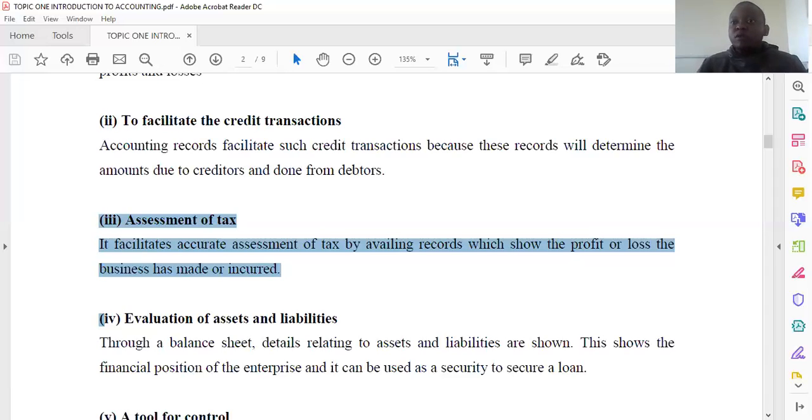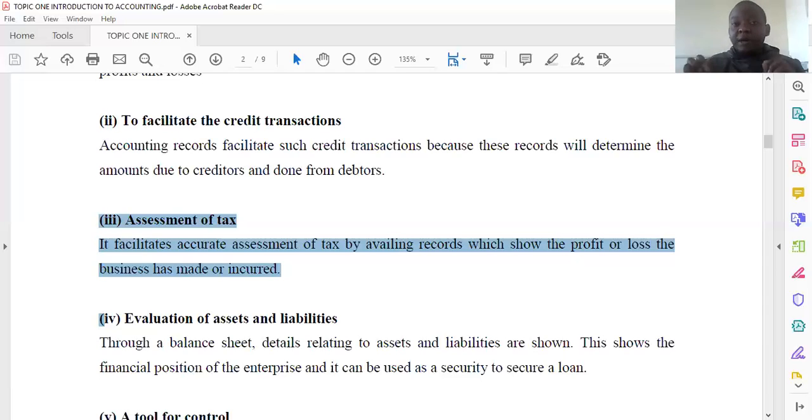So to avoid these problems of paying too much tax or losing money to tax, you need to have a proper accounting system that gives the accurate figure for paying tax. As such, you need a proper accounting system which will give us the accurate figure of profit in order to pay the right amount of tax.